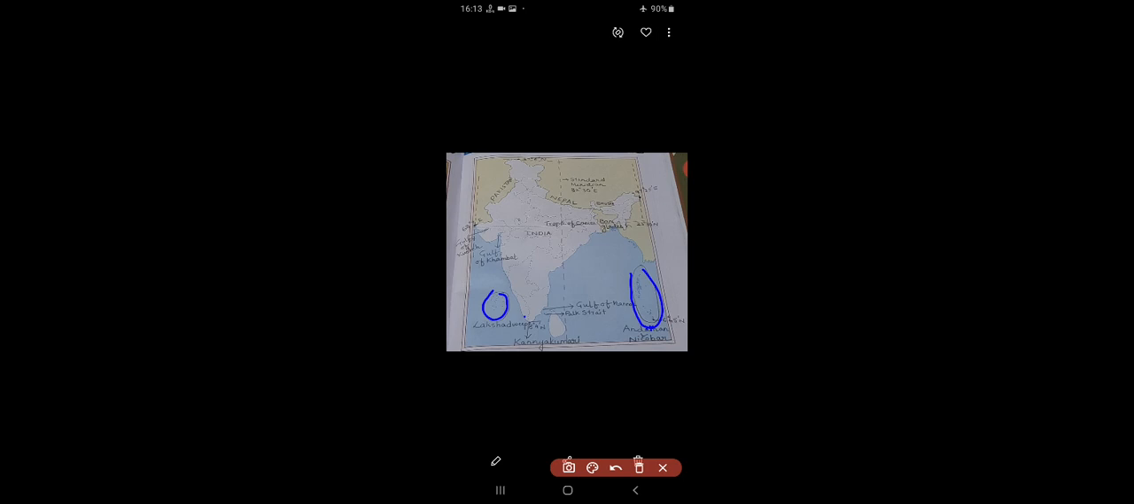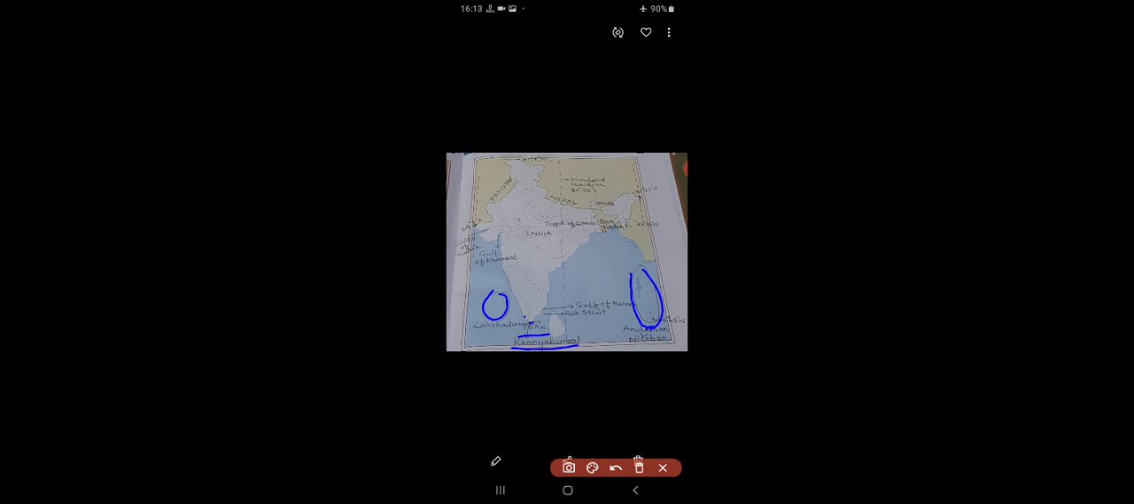Now see the southern tip of the Indian mainland. That means this is Kanyakumari, the southern tip of the Indian mainland, and the degree is 8 degree 4 minutes north.